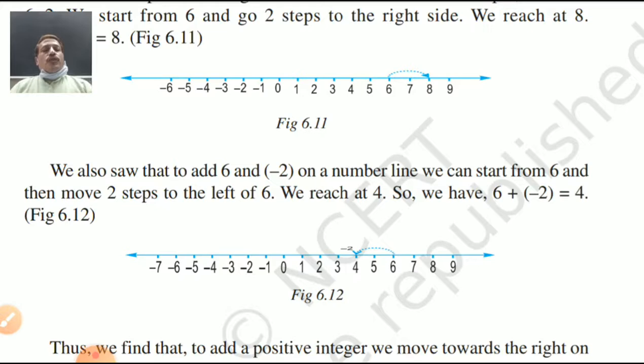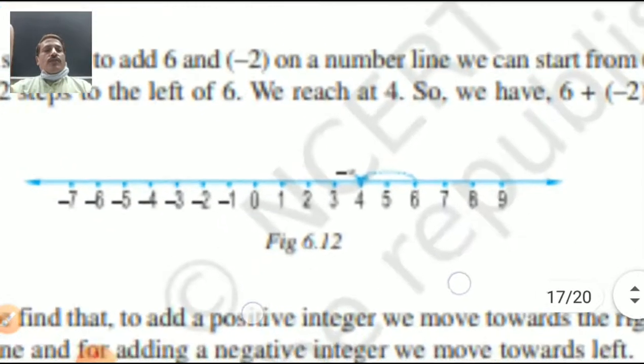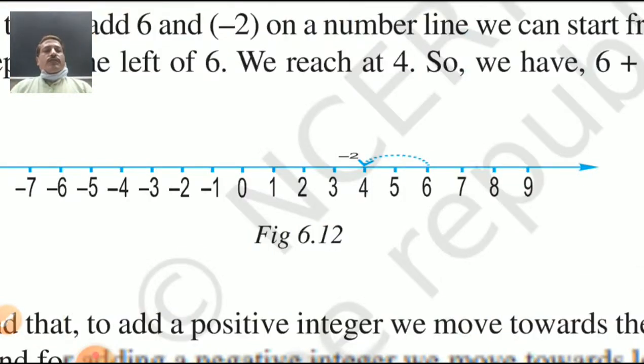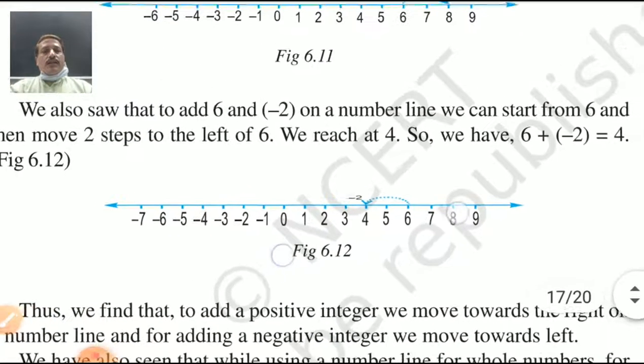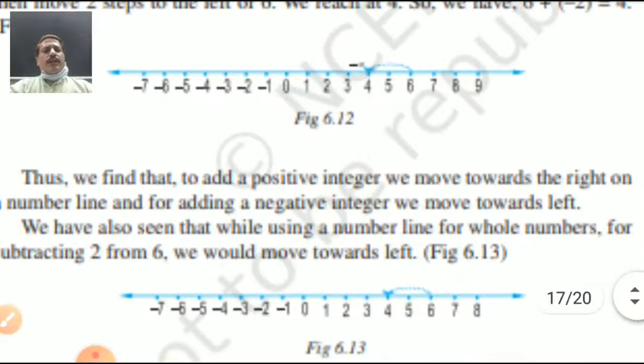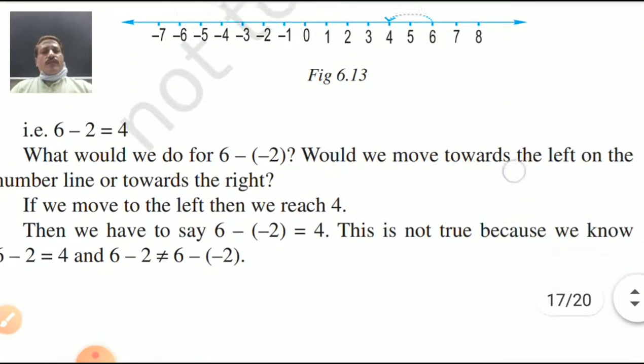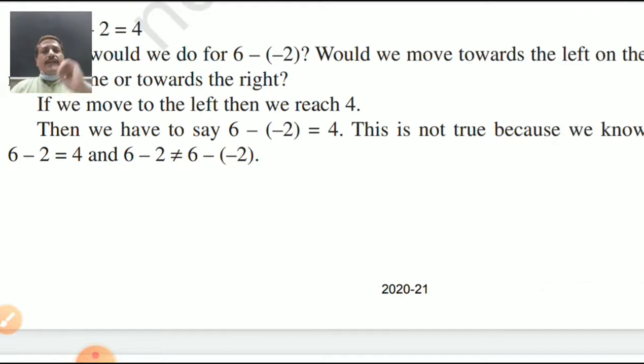Number lines are shown. 6 plus minus 2. First of all, you have to stand on 6. Can you see here? I make it a large picture. You are standing on 6, and minus 2 means 2 steps to the left side. Good. Figure 6.12. We can find it out very easily. Good. And the answer is 4, isn't it?